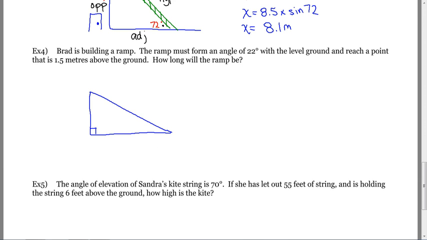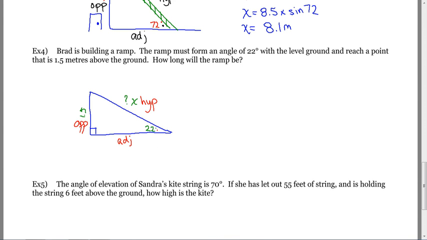So let's label our measurements. 22 degrees goes to the ground. And it must reach a point that is 1.5 meters above the ground. So that's going to be our height. We want to know how long the ramp is. So let's put a question mark and an X to represent that. Let's label a triangle. This is my hypotenuse. My dot goes there. That means my adjacent is on the bottom. My opposite is on the left-hand side.